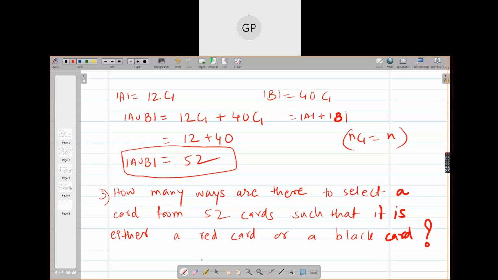आप orally मुझे बता सकते हो क्या आंसर आएगा? How many red cards are there and how many black cards are there? 26 red cards, right? And 26 black cards. So is there anything common? Is there a card which is red also and black also? No. So these are disjoint events. So 26 plus 26, आपका आंसर वापस 52. समझा? This is how one can use the addition principle. You have to first understand that there is nothing in common. Okay?